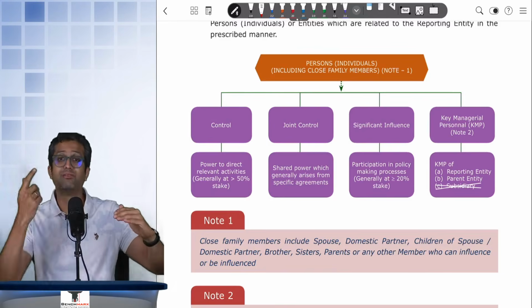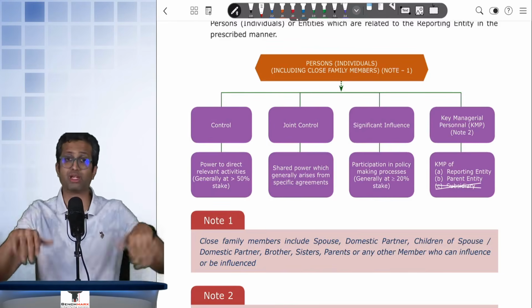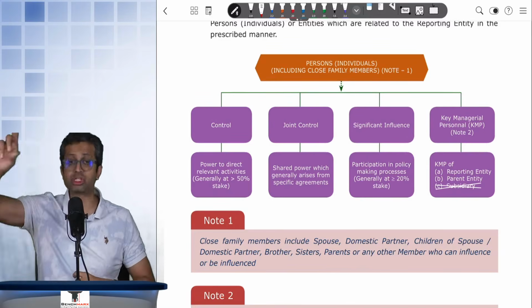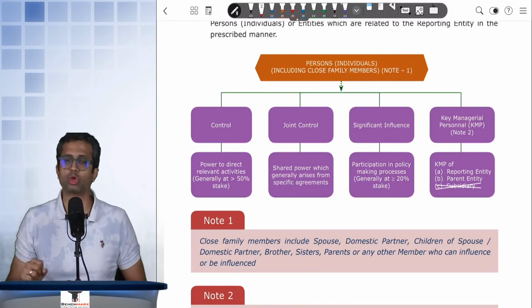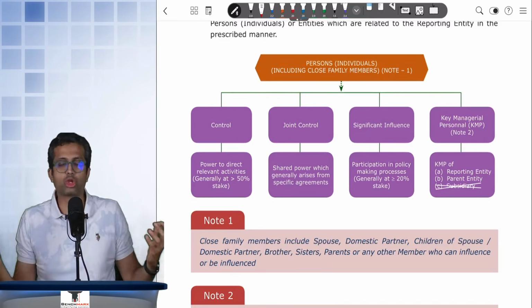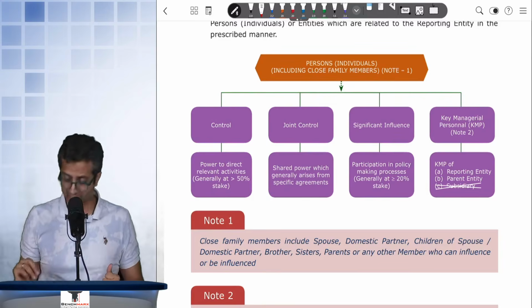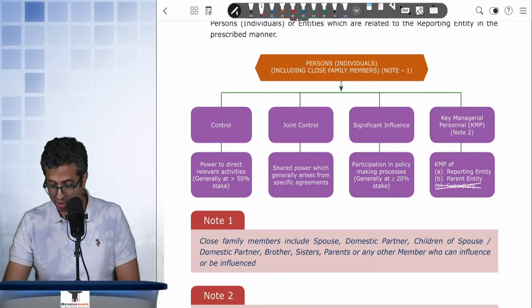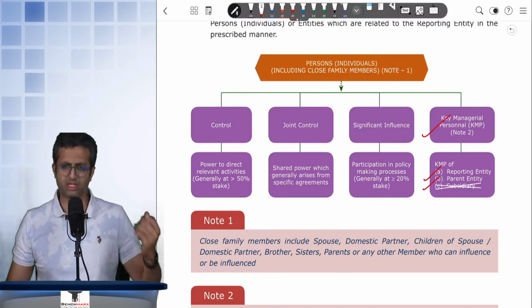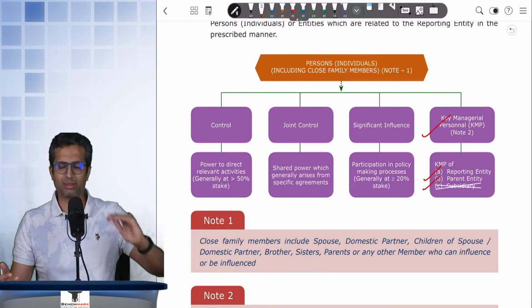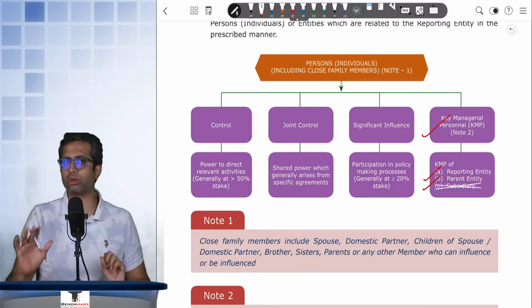Now, usually when you look at KMPs, the KMPs of the reporting entity will definitely be the related parties. However, even the KMP of the parent, like Mr. Ambani, might not be sitting on the board of Jio. However, Jio is a subsidiary of Reliance and Mr. Mukesh Ambani might be sitting on the board of Reliance. So he might still call the shots in Jio by virtue of the fact that he is a KMP of the parent. So the key managerial personnel of the reporting entity as well as the parent entity will be taken as related parties, but the key managerial personnel of my subsidiaries are not my related parties.